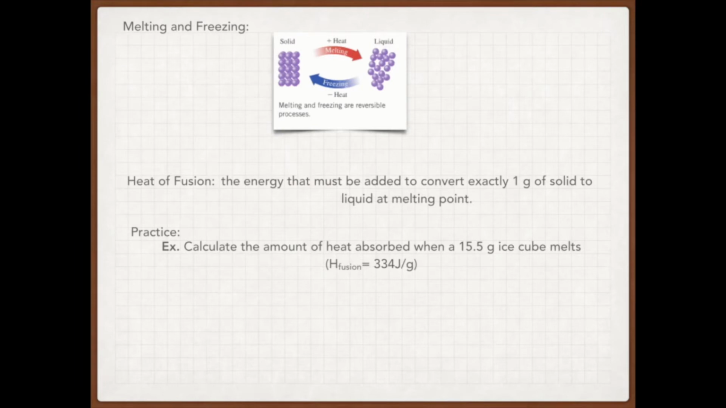So if I have 15 grams of ice, I'm going to convert this into joules by using my heat of fusion. So I'm going to put grams on bottom, joules up top. Then the heat of fusion is 334 joules for every 1 gram. And so I get the heat that's required, or heat that's absorbed, to be 5,180 joules.